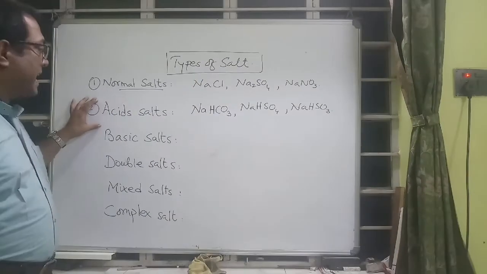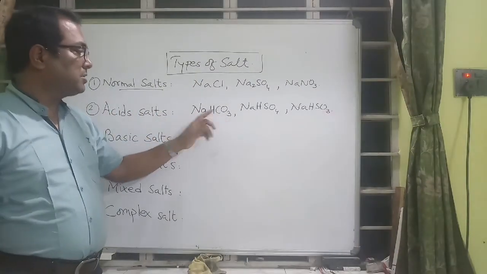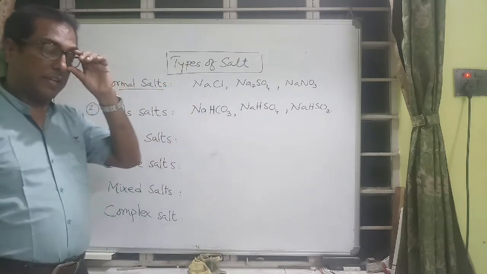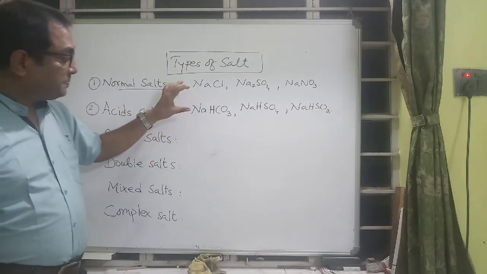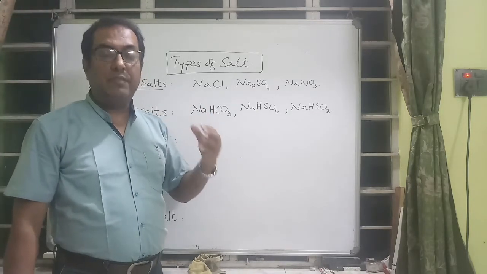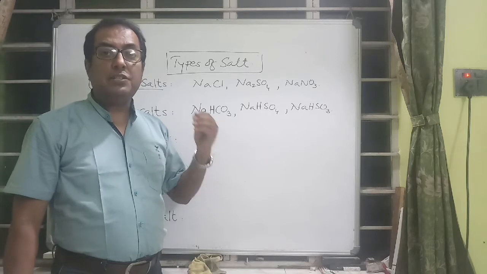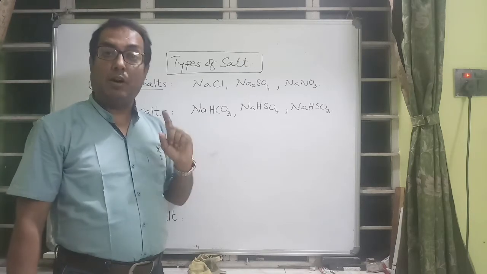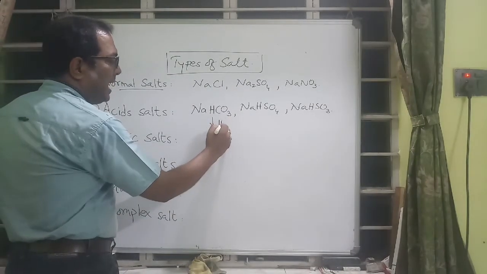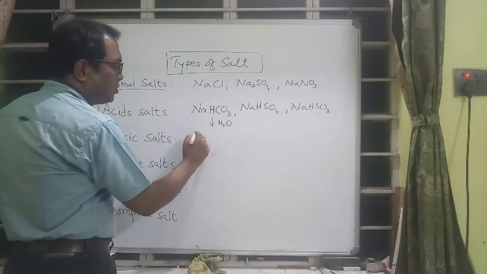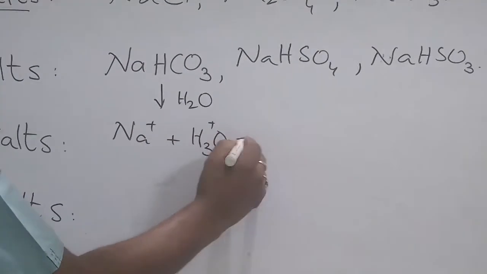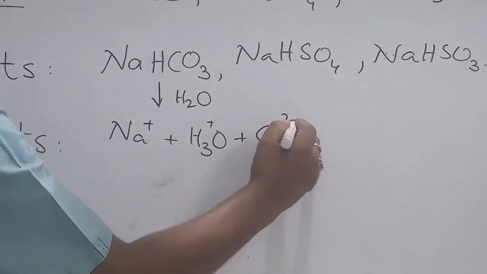So here you see the acid salt. How can you understand the acid salt? The presence of the ionizable hydrogen atom. Another important thing that I should tell you here is that when we add water to this type of salt, it is going to produce hydronium ion also. Like if I take sodium bicarbonate and add it to water, it is going to produce Na plus, H3O plus, and also CO3 2 minus.